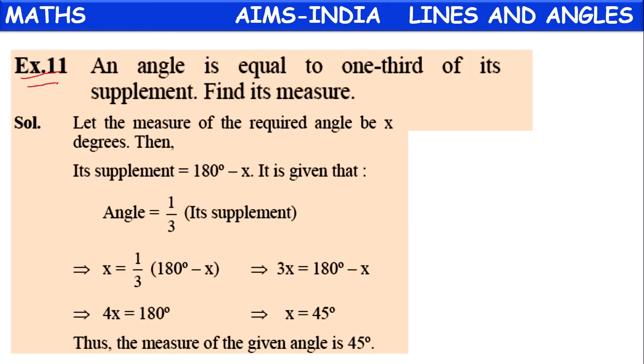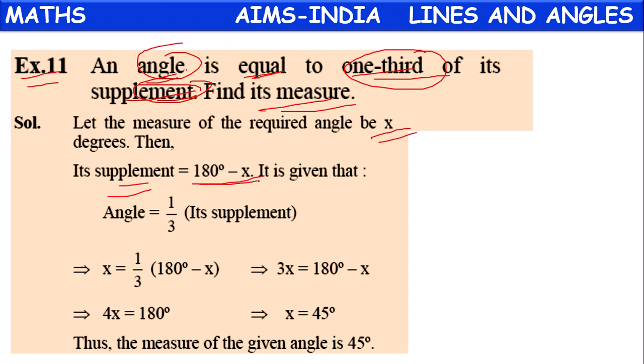Next one, example 11. An angle is equal to 1/3 of its supplement. Find its measure. Let the angle be x, then its supplement is 180 minus x. According to the data, the angle equals 1/3 of its supplement. Angle x equals 1/3 of 180 minus x.